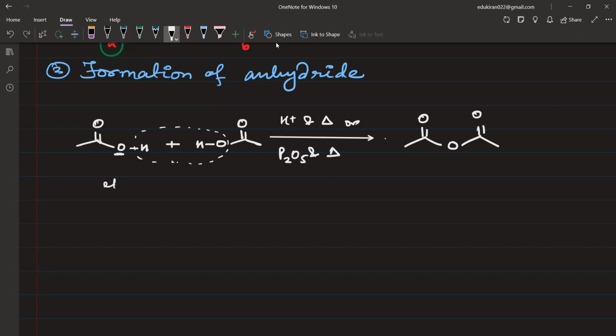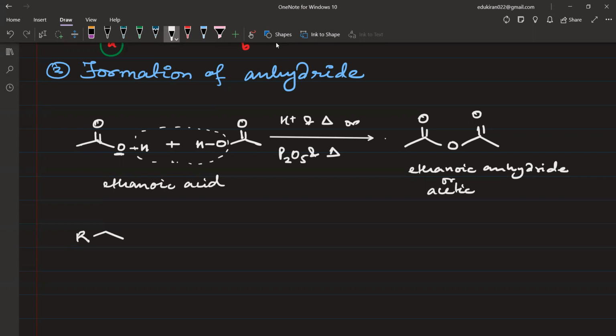So we get, this is ethanoic acid, and this is ethanoic anhydride, or we also call this acetic anhydride. Similarly, in the general case of RC double bond O, OH, if you take 2 moles of this and react with H plus and heat, you are going to get R, C double bond O, O, C double bond O, R. So this is the general structure of anhydride. The reactions are quite easy, so please write this down quickly.